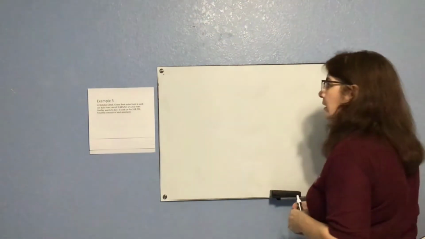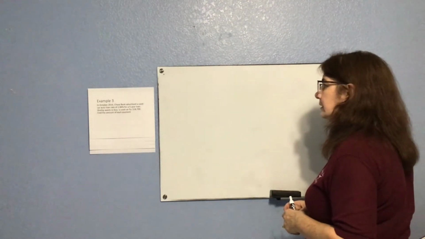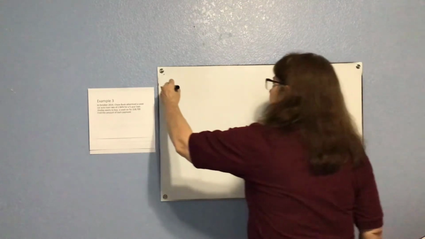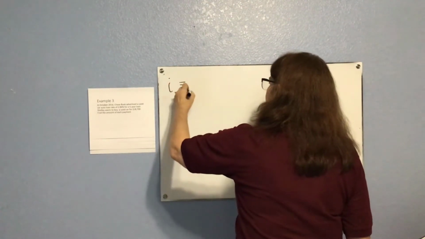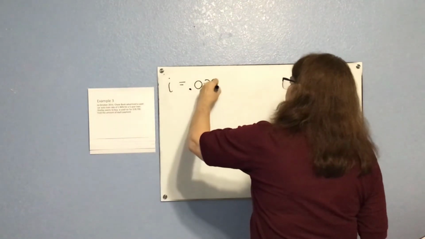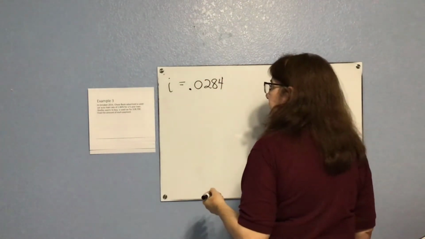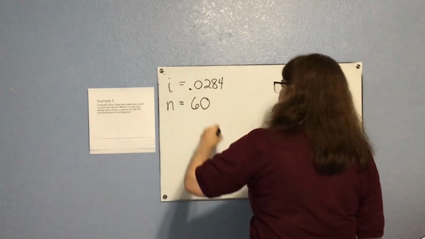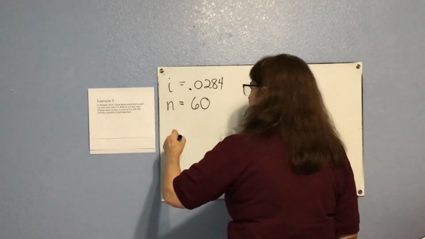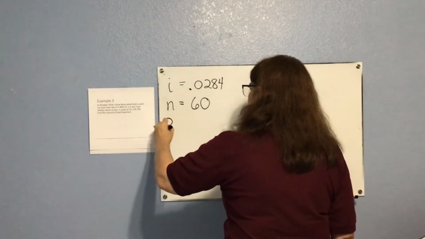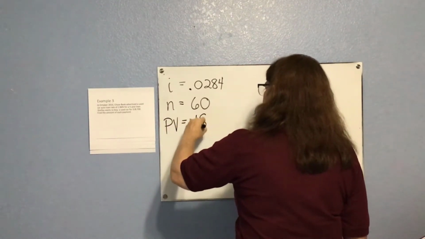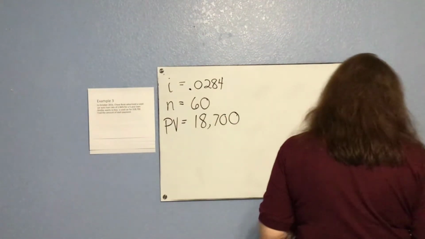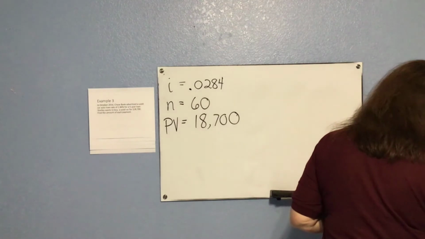Shelley wants to buy a used car for $18,700. Find the amount of each payment. Okay, so we know that the interest is 2.84%, so 0.0284. It's a 5-year loan, so we're going to have 60 payments. And our present value is $18,700. And we want to find the amount for each payment.